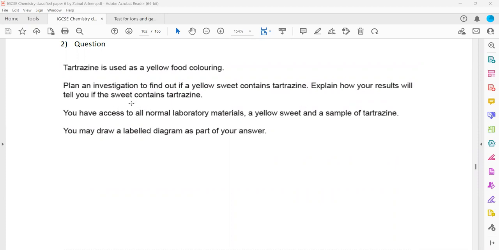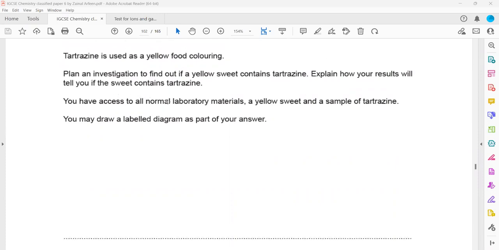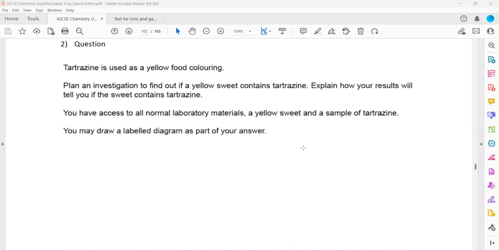You have access to lab material, a yellow sweet and a sample of tartrazine. You may draw a labelled diagram as part of your answer. If it is optional, you may, but you should draw it to score the marks. So first, we will use chromatography. Whenever you want to identify substances like colors or dyes, it is chromatography.